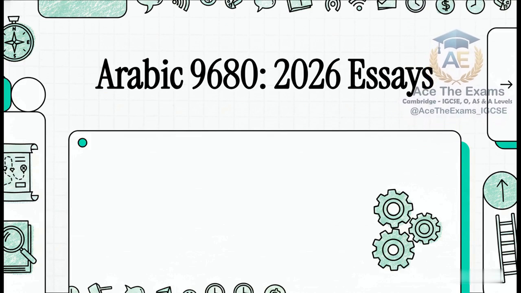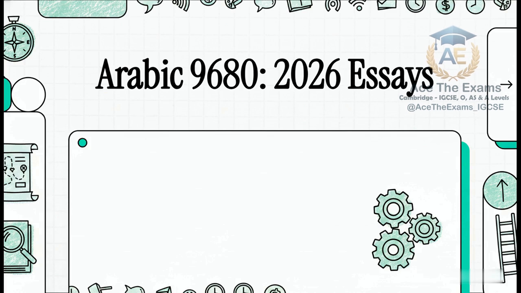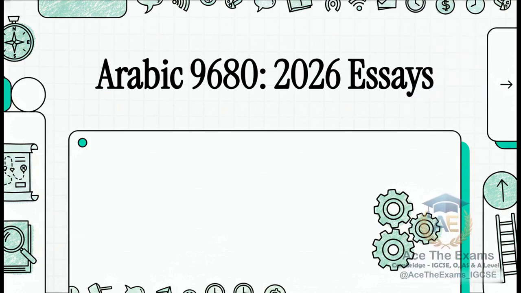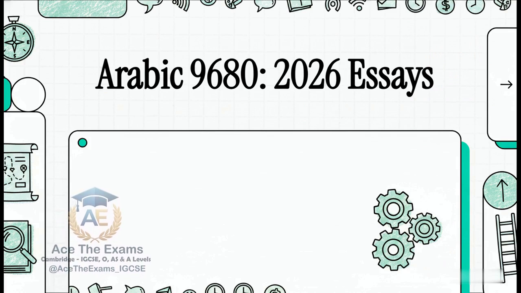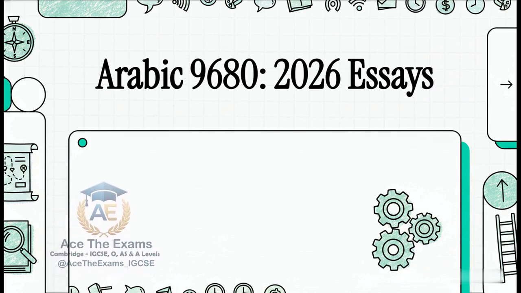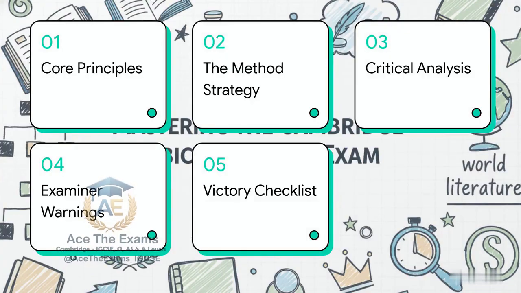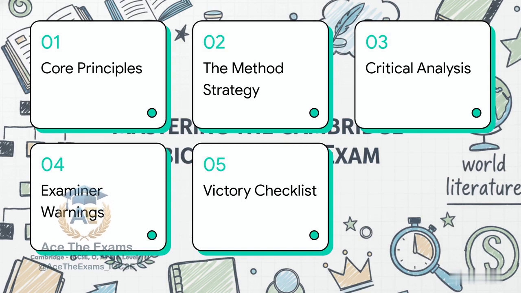And then we've got Player 2, Sam. Sam is a high-speed rogue who dashes through areas way too quickly, skipping all the mandatory puzzle requirements and completely missing the command word constraints. We're going to make sure you don't make their mistakes. Let's look at the path ahead. Our quest board outlines 5 crucial territories we need to navigate today: core principles, the method strategy, critical analysis, examiner warnings, and finally, the victory checklist.